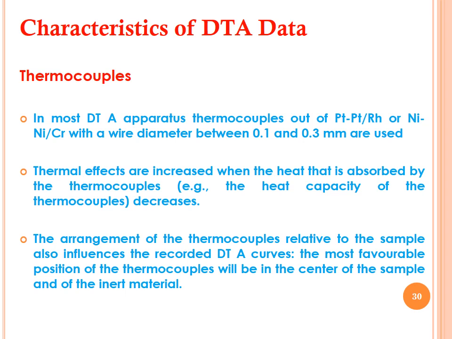In most DTA operators, thermocouples made of platinum, rhodium or nickel-chromium with a wire diameter between 0.1 and 0.3 millimeter are used. Thermocouples are the sensors for temperature sensing. Thermal effects are increased when the heat absorbed by the thermocouple, that is, the heat capacity of the thermocouple, decreases. The arrangement of the thermocouple relative to the sample also influences the recorded DTA curves. The most favorable position of the thermocouple is in the center of the sample and of the inert material.